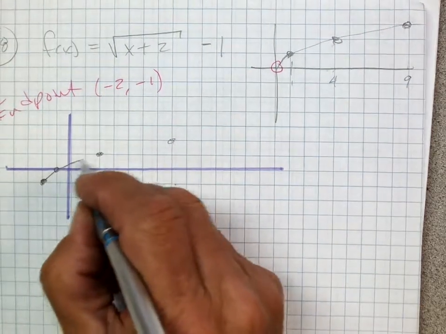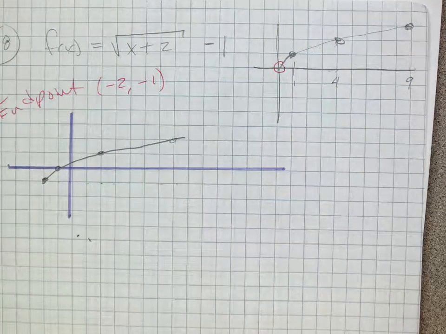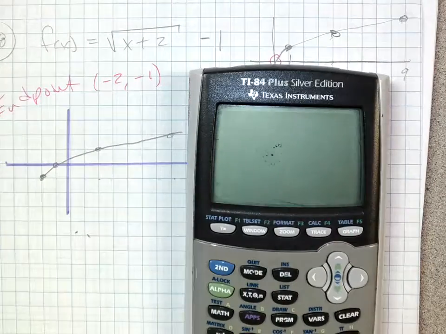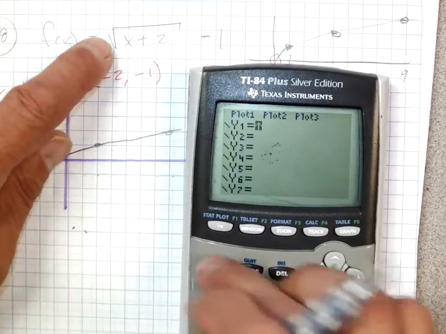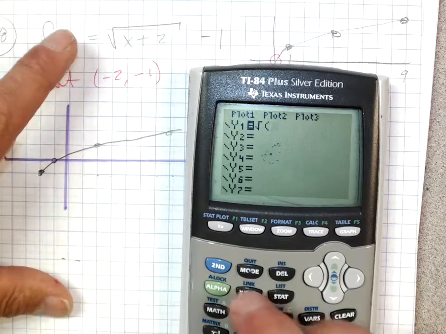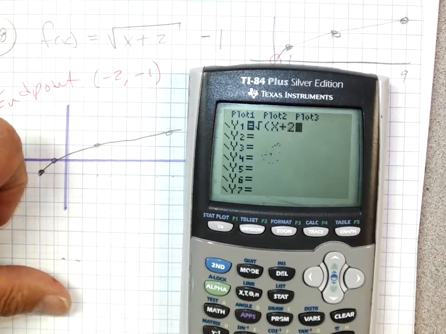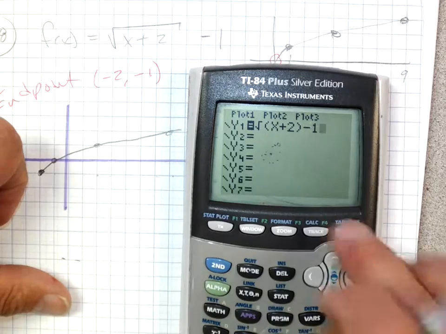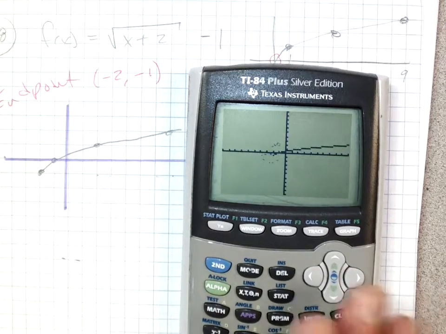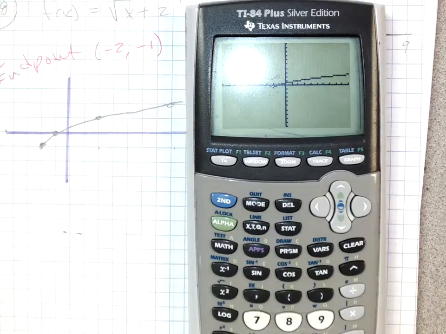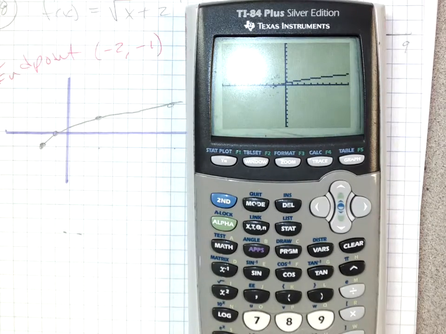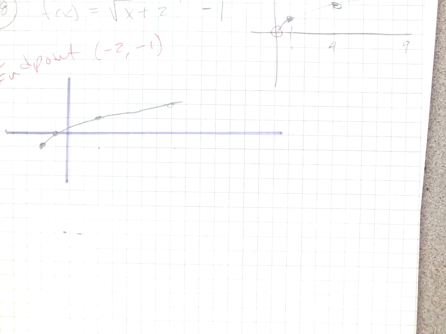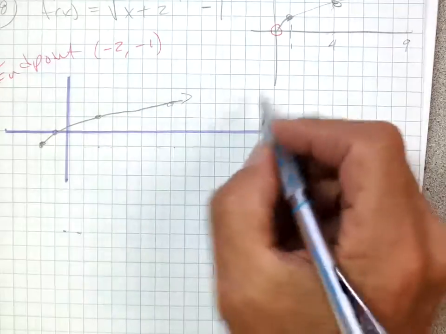Now you can try this on your calculator. It's hard to see on the calculator, but I'll show it to you. So let's say we go y equals, clear. We go the square root of x plus 2, subtract 1. We'll graph it. See, it's there, but it's really hard to see it. I mean, it's kind of hard to tell where the endpoint is. You guys agree? So I'd much rather do it this way. And then let's think about domain.